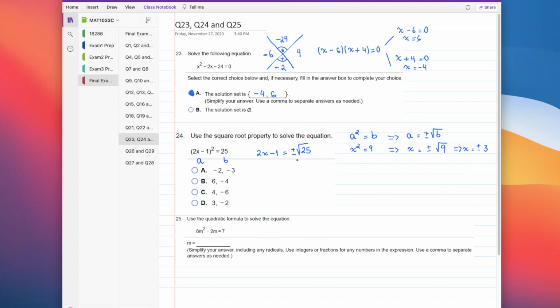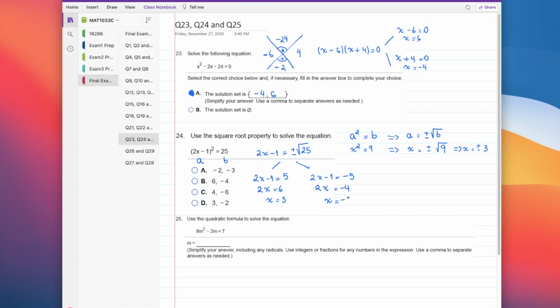Okay, now that I have these, I have in fact two equations. One is 2x minus 1 equals 5. And the other one is 2x minus 1 equals negative 5. So this value here must be 5 or negative 5 for this equation to be true. Then what must x be? Now I solve for x. x here must be 3. And here the x must be negative 2.